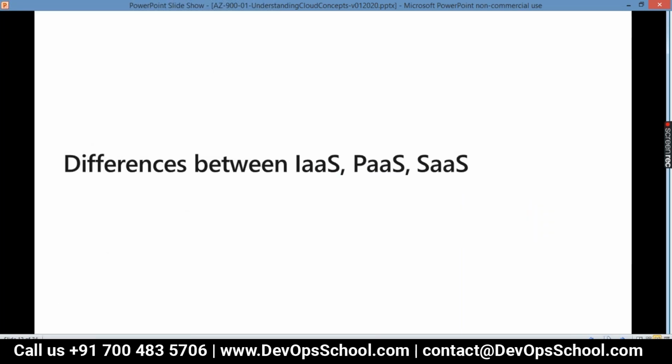Now we are going to discuss the difference between infrastructure as a service, platform as a service, and software as a service. So what do you mean by infrastructure as a service? For example, you are using an Azure virtual machine for computing purposes. From a user perspective, you are getting it as a service, but you are actually using the physical infrastructure. That is infrastructure as a service.